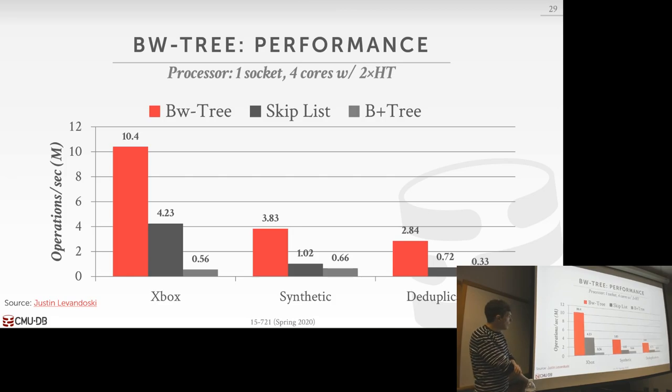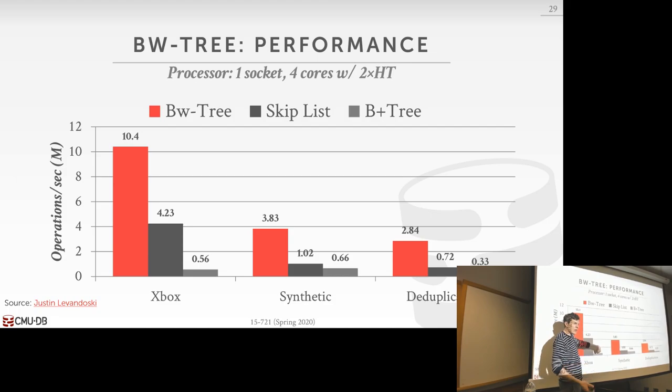All right, quickly to finish up. These are the results that were in the original BW tree paper that Microsoft published with Justin and the other people there. And when I saw this, I'm like, oh, this is awesome. We totally want to build a latch-free index here at CMU. So what are they comparing against? It's their version of BW tree against the skip list and then a B plus tree.